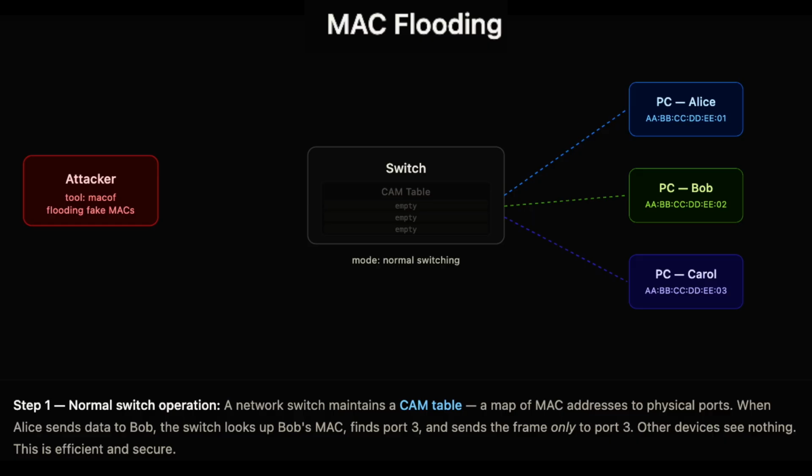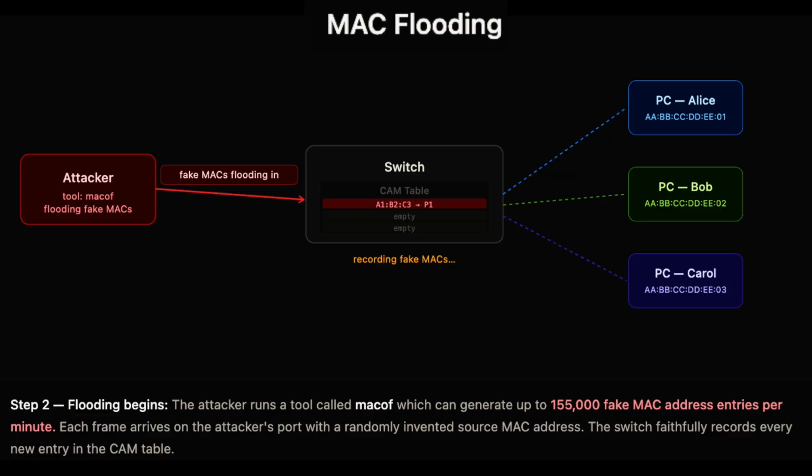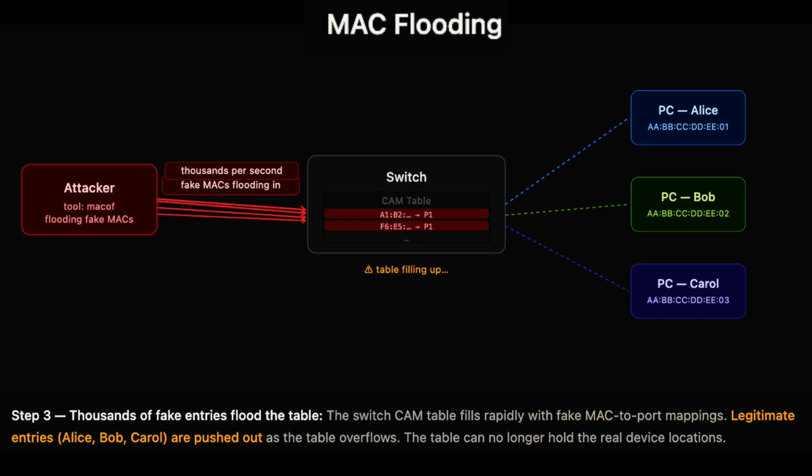to port 3. The attacker runs a tool called Macof, which can generate up to 155,000 fake MAC address entries per minute. Each frame arrives on the attacker's port with a randomly invented source MAC address. The switch faithfully records every new entry in the CAM table. Thousands of fake entries flood the table. The switch CAM table fills rapidly with fake MAC to port mappings.